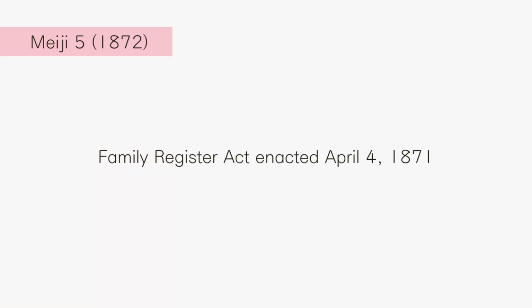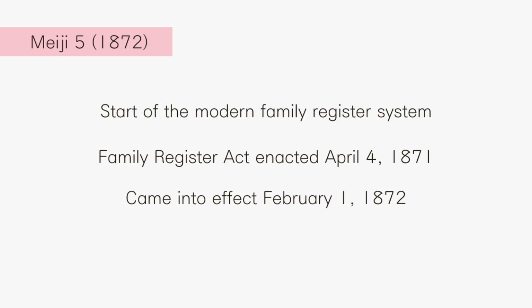If you are lucky enough to obtain the oldest possible koseki still kept in municipal offices, they will be the 1898 or Meiji Year 19 version. But there actually is one more type of Kaiseihara koseki, which are from 1872 or Meiji Year 5. The Family Register Act was enacted on April 4th, 1871, and came into effect the following year on February 1st, 1872. This is when the modern version of the Japanese family register system began.